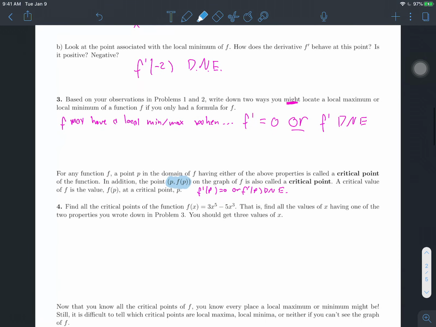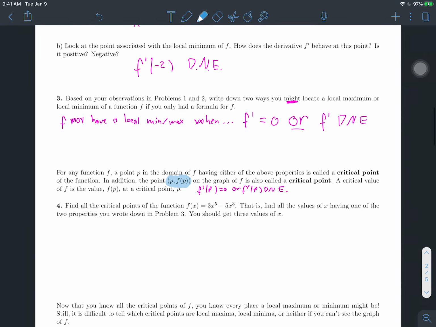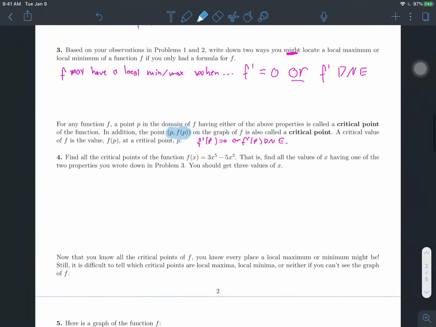Okay, thank you for your questions. Any other questions about the critical point definition? All right, let's do some practice then.